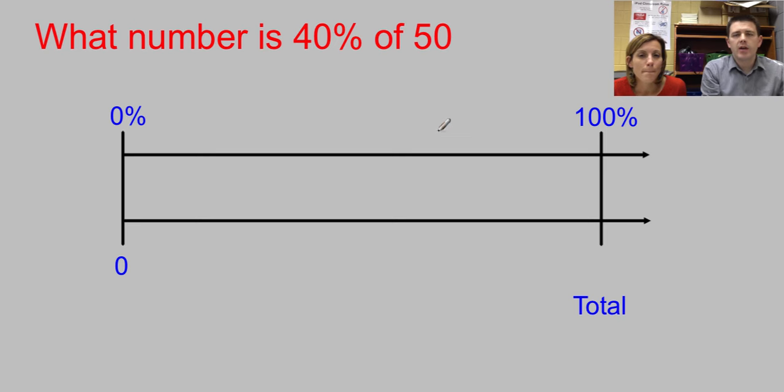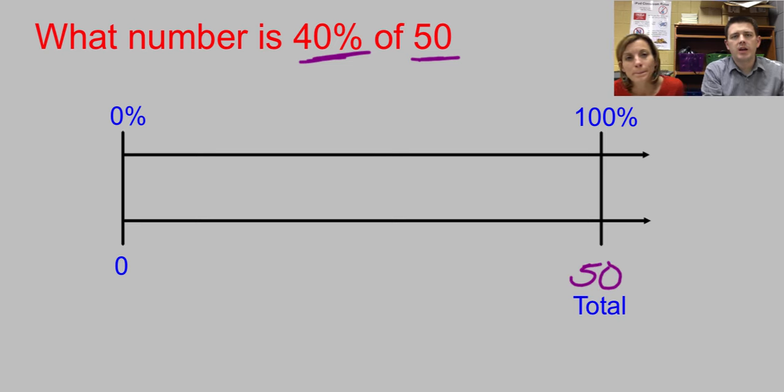So jot this one down, get your double number line set up, and then we'll get ready to go. We want to know what number is 40% of 50. So I like to start with my total. 50 is my total amount. That's my 100%. So I'm going to write my 50 down here as my total.